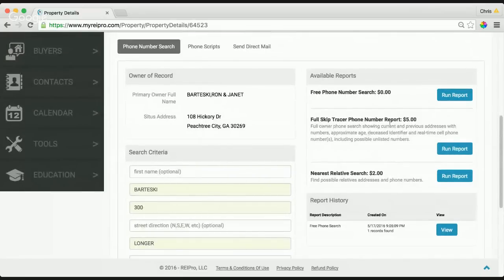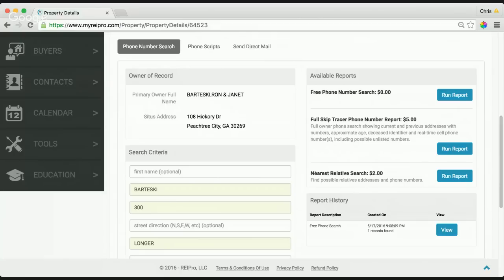We also have a full skip trace phone report, which does unlisted numbers as well as cell phone numbers. Previous addresses. This is a pretty awesome report right here, and it's only $5. And people charge a fortune for this stuff. And then we also have a nearest relative search, where if you pull the skip trace report and it'll show if the owner is deceased or not. Correct. Yeah.